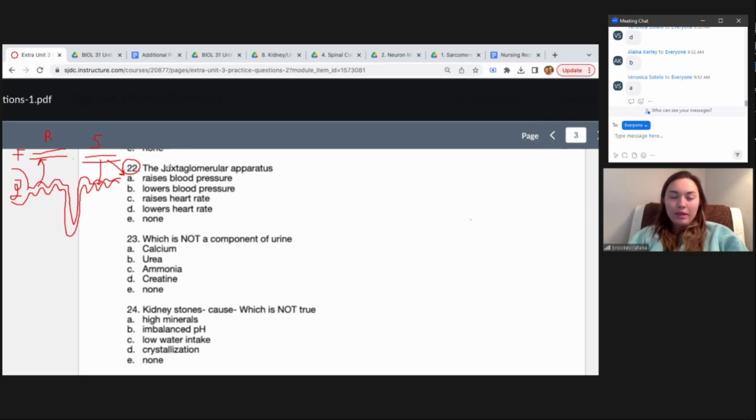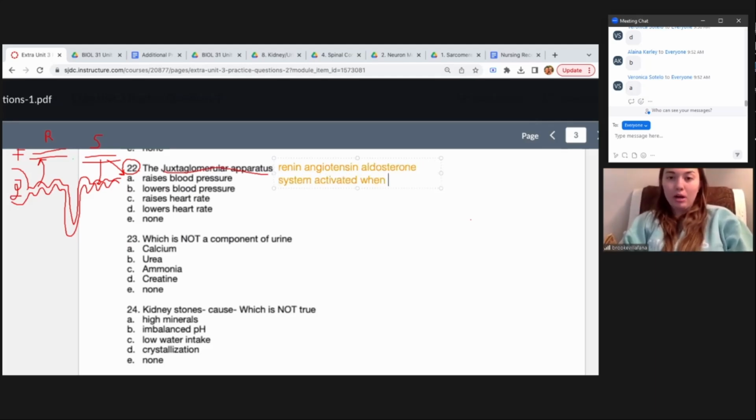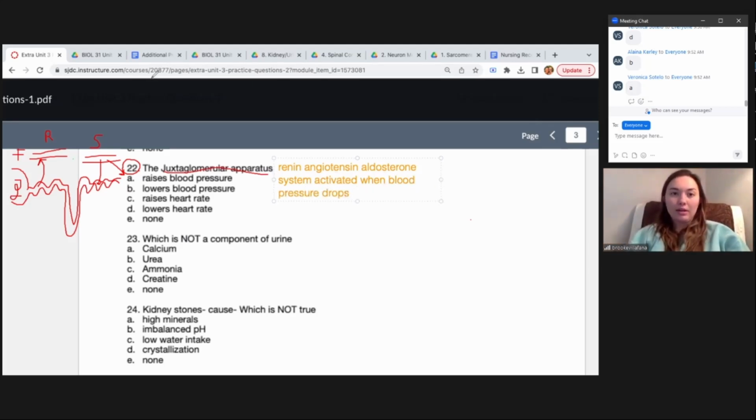Good. So we know that the end result of the juxtaglomerular apparatus, which is the proximal, the afferent arteriole, and macula densa, that system is also called the renin-angiotensin-aldosterone system. And this system is activated when blood pressure drops. The end goal of the system is to raise the blood pressure.